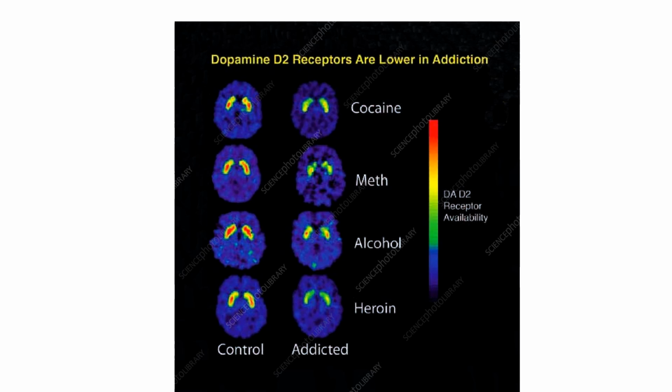Alcohol and alcoholism will affect it as well. You see the caudate is more highly affected in that patient. And then heroin will also cause a decreased uptake in those dopamine receptors.